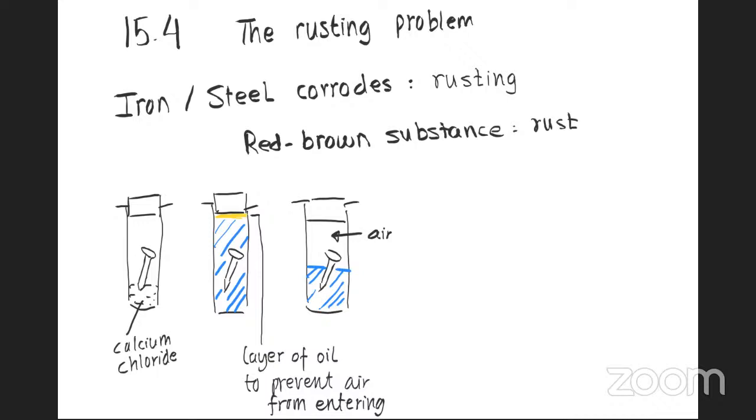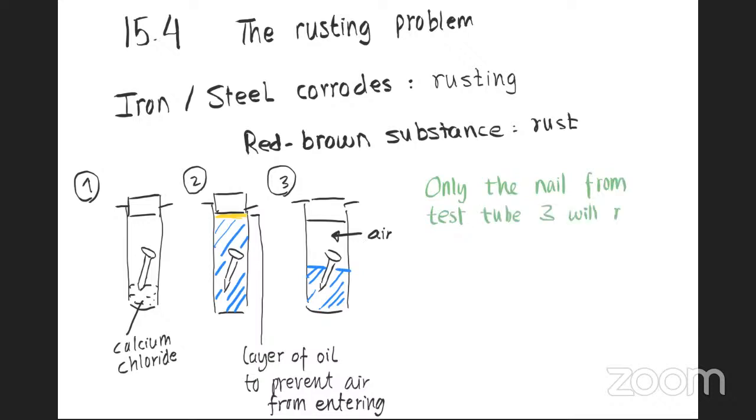Okay, so this is test tube 1. This is test tube 2. This is test tube 3. Only the nail in test tube 3 will rust. This is because rusting requires both oxygen and water.